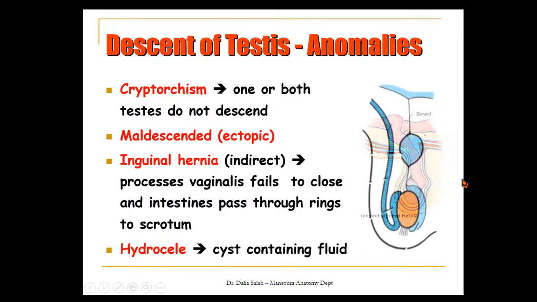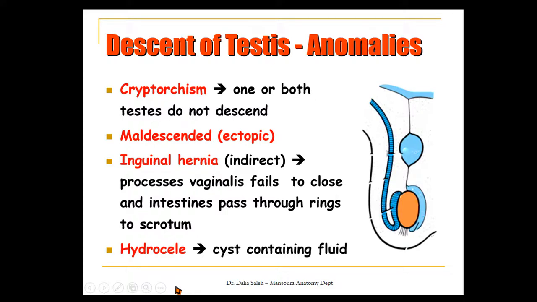Or sometimes there is partial closure of the neck, and a cyst is formed containing fluid. In this case, we call this anomaly hydrocele. Hydro means fluid and cele means cyst or cavity.